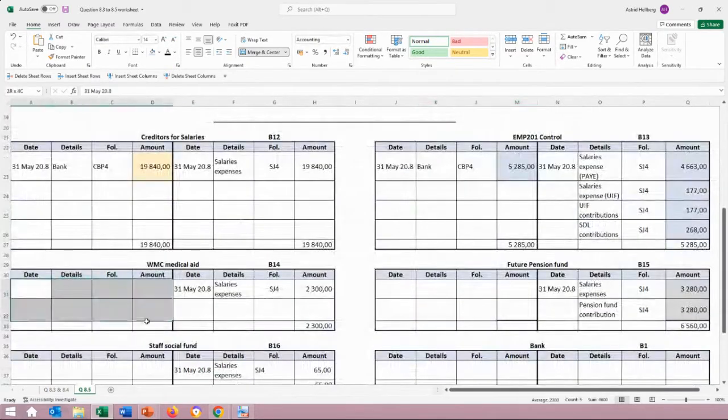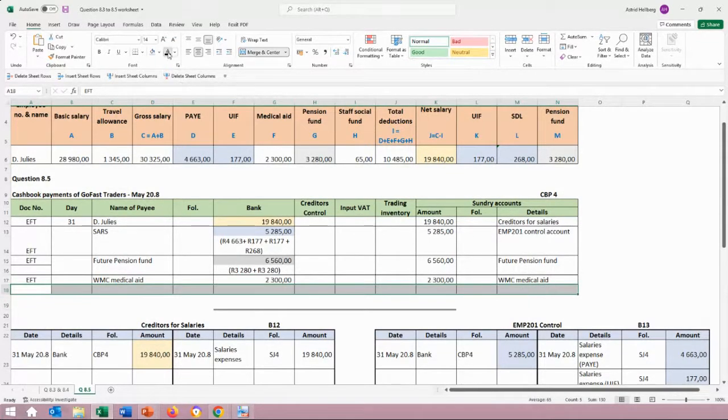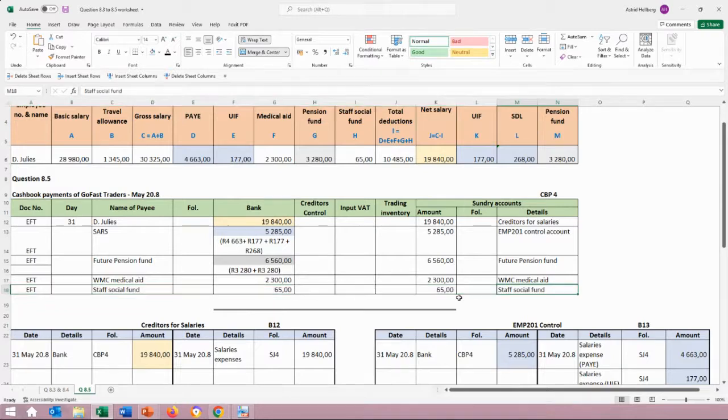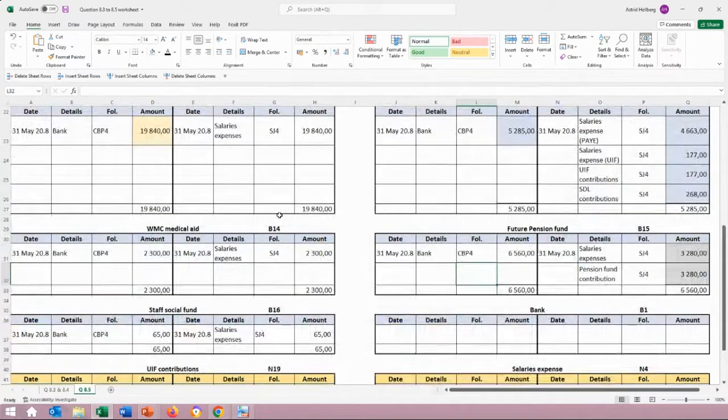So our medical aid is debited the liability to show that we have paid it off. Then we've got our social fund, which is 65 Rand, which you include in there, which goes to social fund, and we debit the social fund with 65 Rand. Now, after we've done all of this, you can see all the liability accounts show zero. Sorry, I forgot to do the pension fund here. So the debits and the credits equal each other. So we have actually paid the liabilities over.